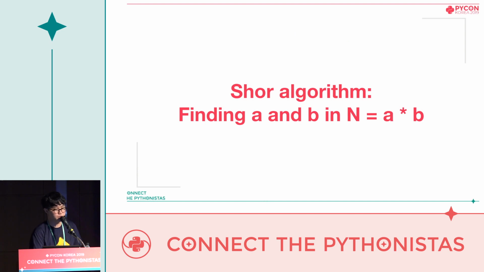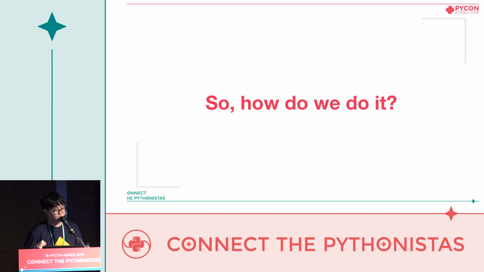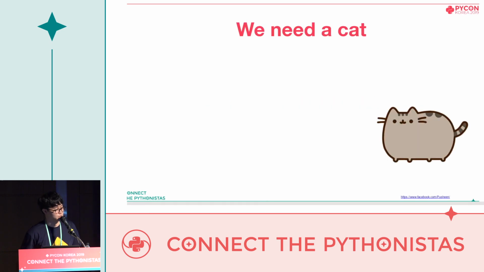With this algorithm, we can search for A and B with n given when n equals A times B. So the big question is, how do we do it? Well, to explain that, we need something very important, something very, very special. We need a cat. No, we need an example. We need a good example. So what we're going to do is set up a number n, which will be, of course, complicated and something really big. So let's say n equals 15.